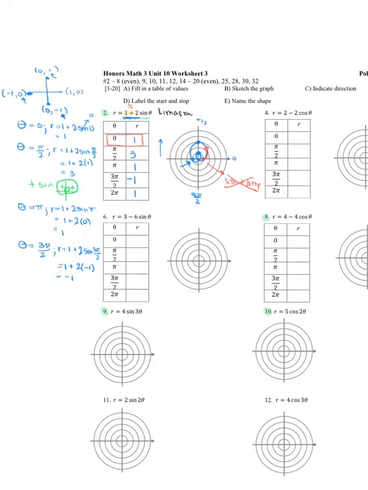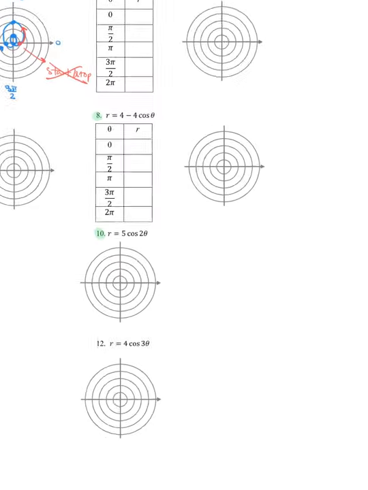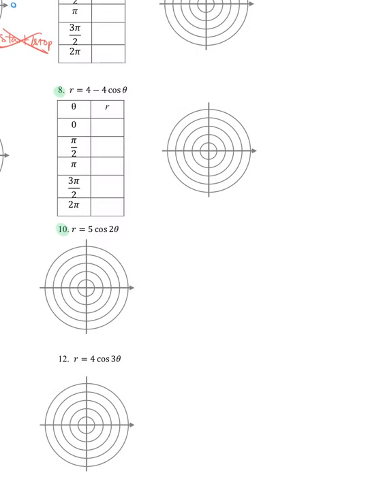All right, and then let's go ahead and take a look at question number 8. So for question number 8, when I take a look at this, so again, what I want to pay attention to is what type of graph I'm working with. So I know I have an addition or a subtraction, so that automatically makes it a cardioid or limacon. And then I take a look at the fact that 4 and 4 are equal to each other. If I were to subtract them, I would get a 0, right?